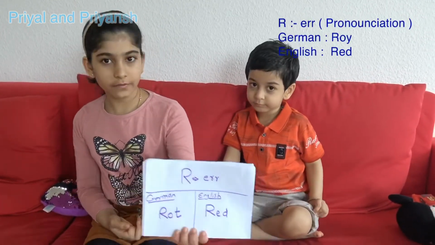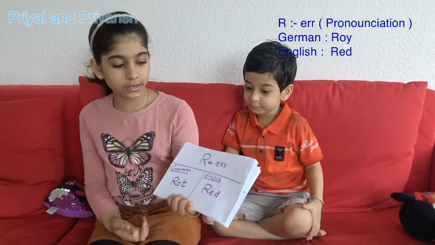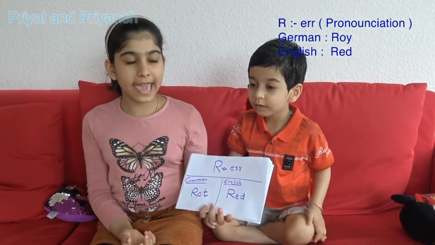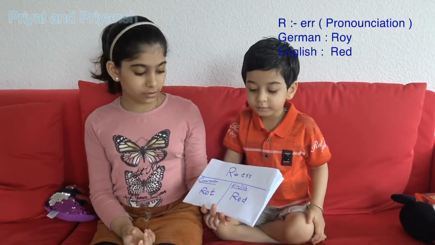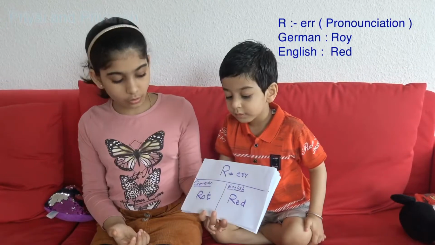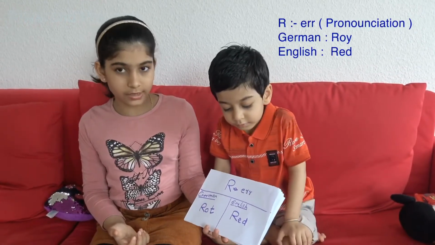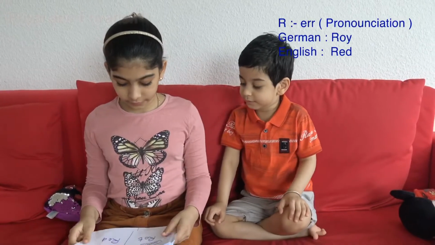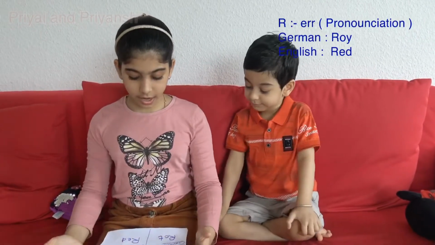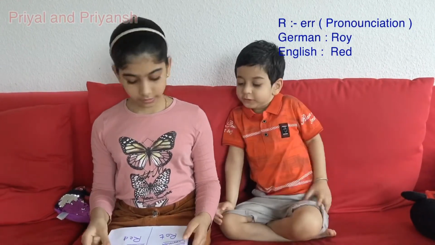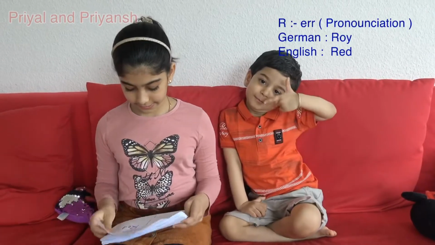Next we have the letter R, and in German it's er. In German they say it rot, and in English it's red. Priyansh, can you say er? Er. And can you say rot? Rot. Good.